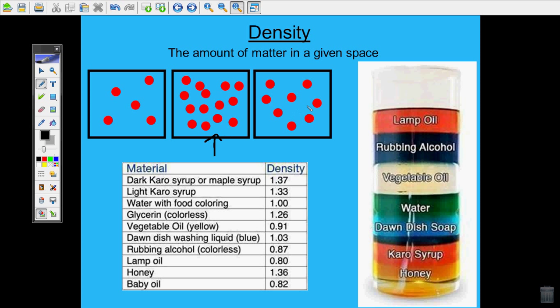So if you look at a density column, here honey is on the bottom. It's sunk down to the bottom. So honey has more stuff in it than, say, lamp oil. Okay, so here water is less dense than Dawn dish soap, but more dense than vegetable oil. So the most dense material will be found at the bottom of the column, and the least dense will be found at the top of the column.